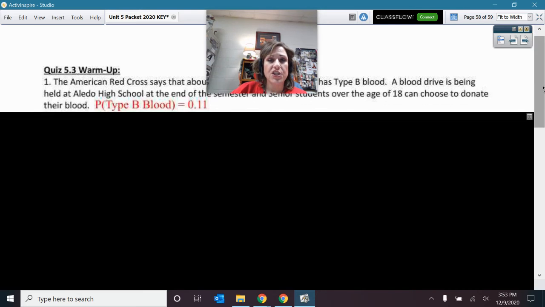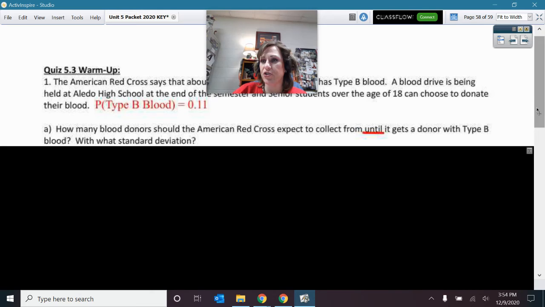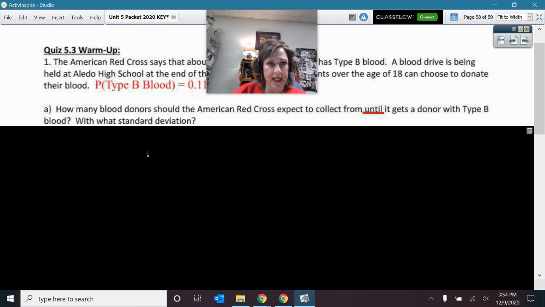Okay. So we've got the blood drive going on here at Aledo High School, and we've got our seniors who are over 18 that are donating. So you go and work the blood drive. How many blood donors should the American Red Cross expect to collect until they find a donor that has type B blood, and with what standard deviation? We are going until we get a success. And how many do you expect?